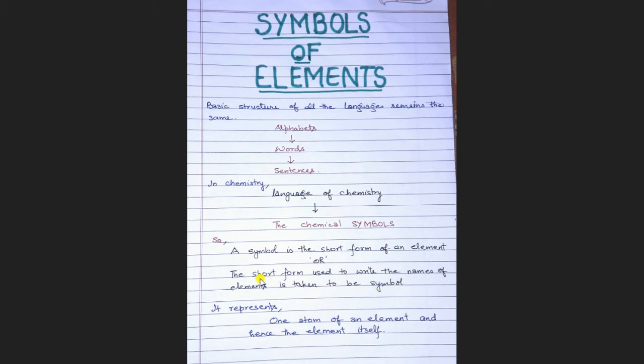Understood this thing? A symbol is simply a short form of an element, or the short form used to write the names of the elements, and it also represents one atom of an element and hence the element itself. You can see that symbols are present in chemistry, and at each and every step you will find symbols, because our chemistry is full of elements.